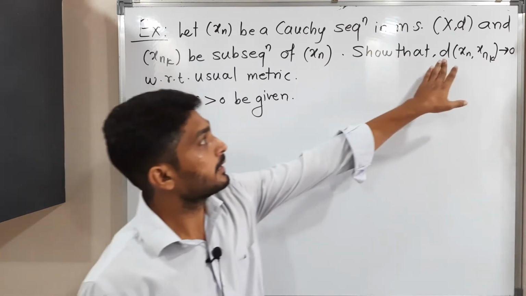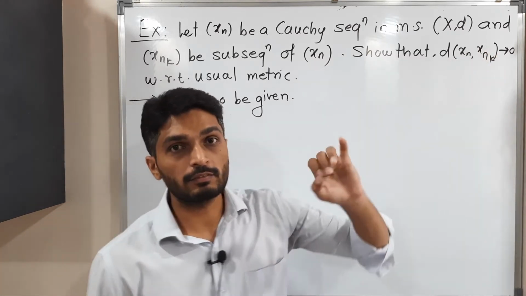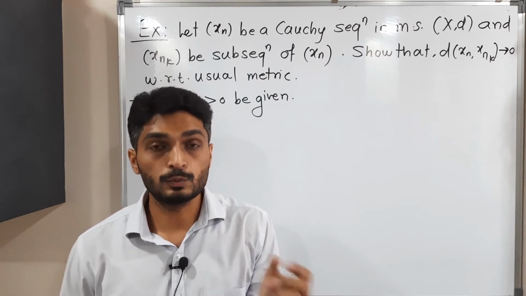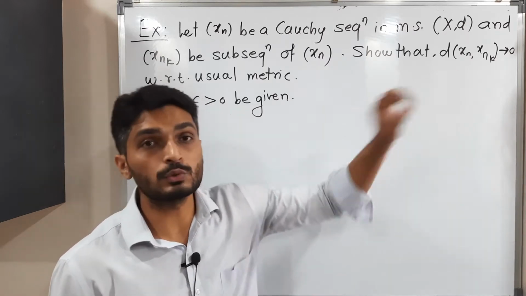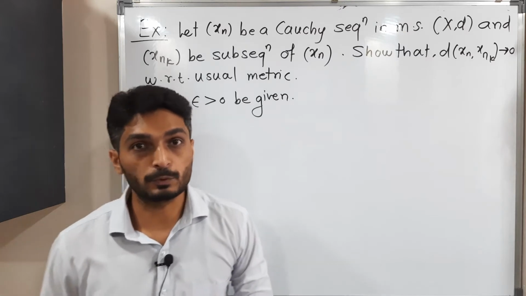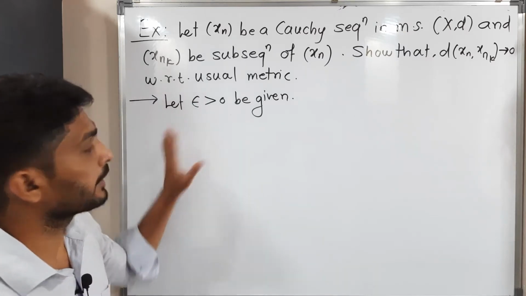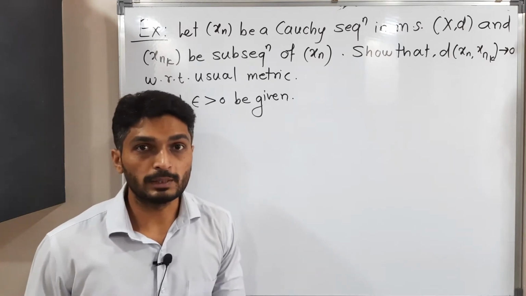We have to prove that d of xn, xnk, that means the distance between xn and xnk, which is a real number, converges to 0. This thing we have to prove. Let us prove it. So I have already taken epsilon greater than 0 to be given.